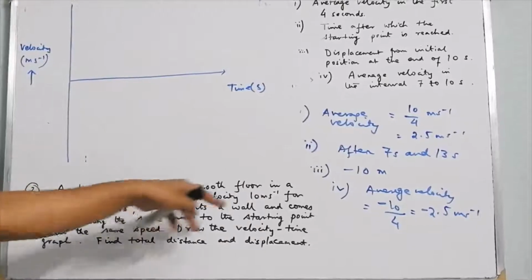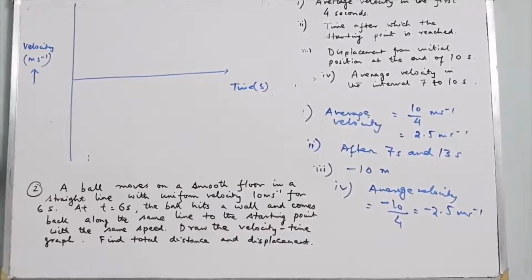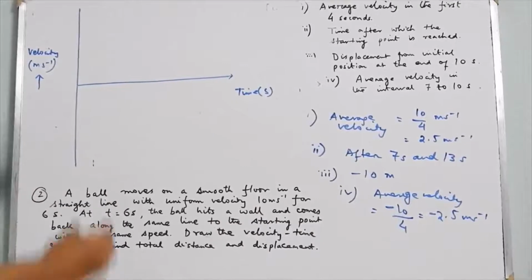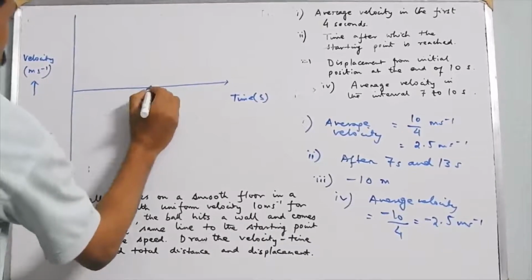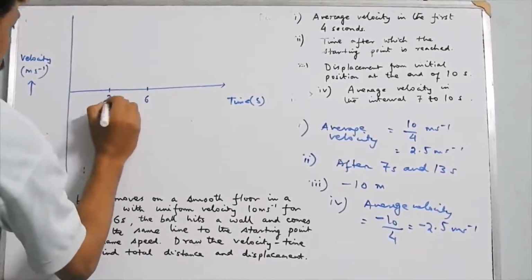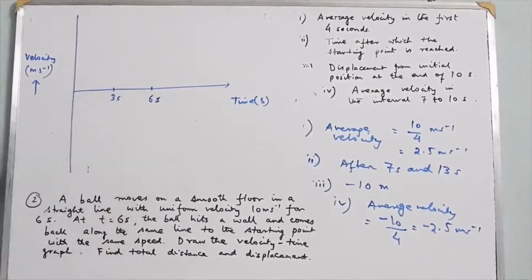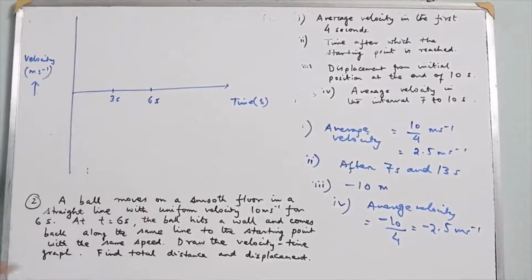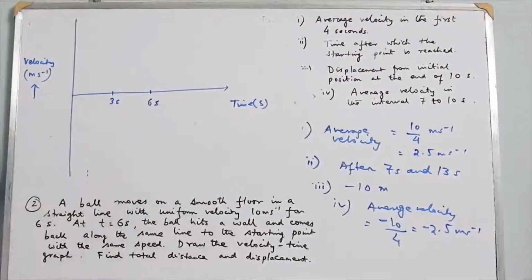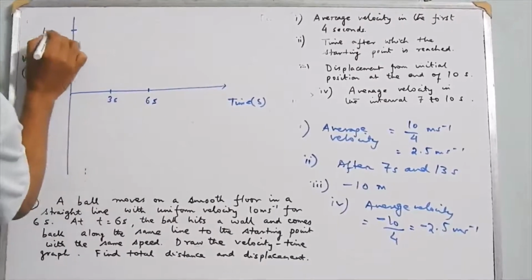So it says that the ball moves on a smooth floor in a straight line with uniform velocity 10 meter per second. Uniform velocity means the velocity is constant for 6 seconds, for the first 6 seconds. So suppose 1, 2, 3, and suppose this is 6 seconds. 3 seconds interval I am considering. First 3 seconds, then 3 seconds, 6 seconds. So up to 6 seconds the velocity is uniform, that is 10 meter per second. So that means it is moving away from the reference point, so it is plus 10 meter per second.